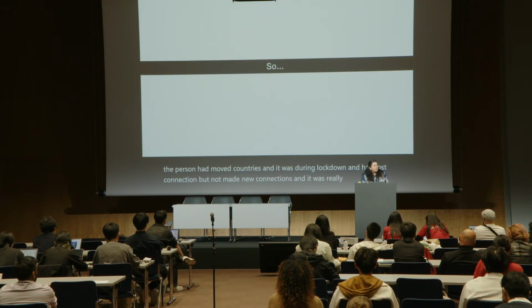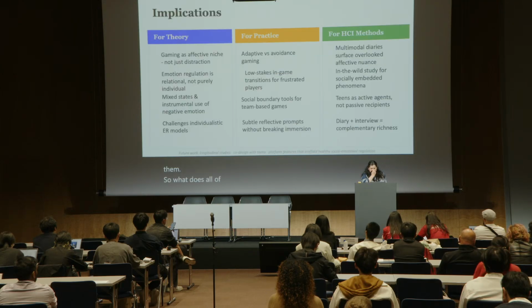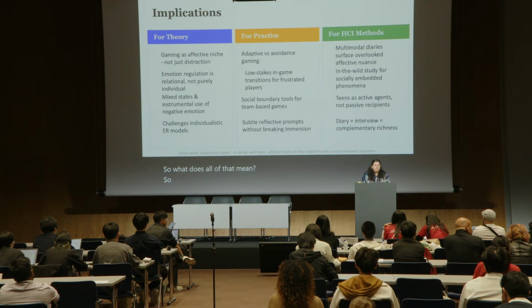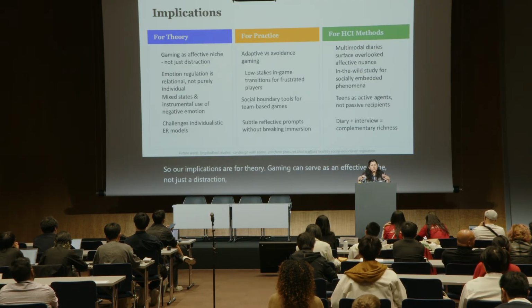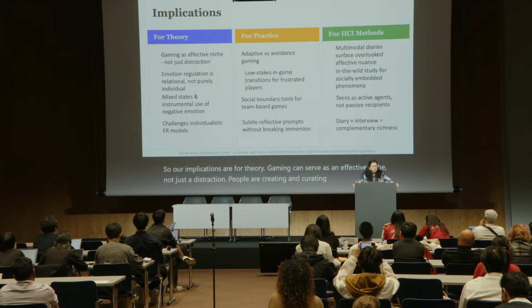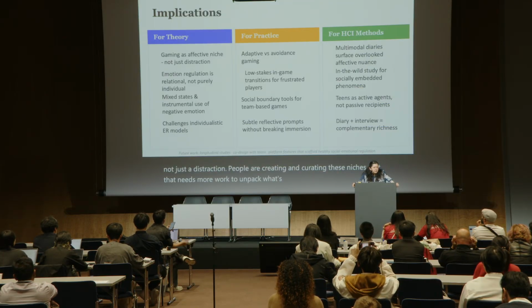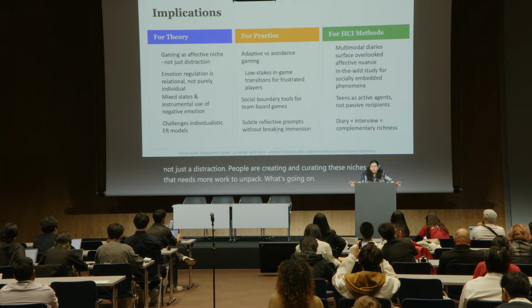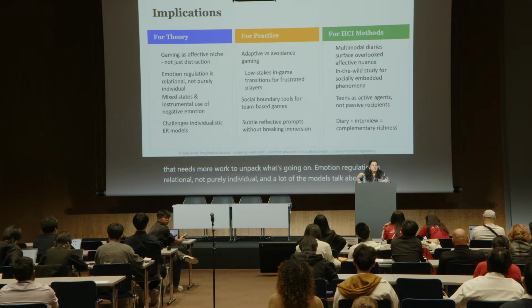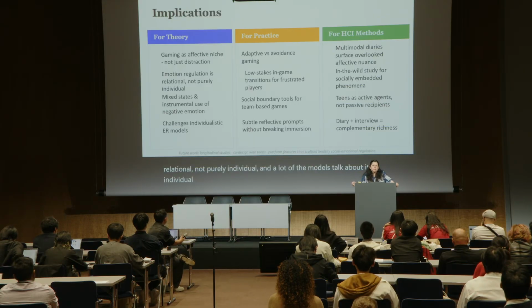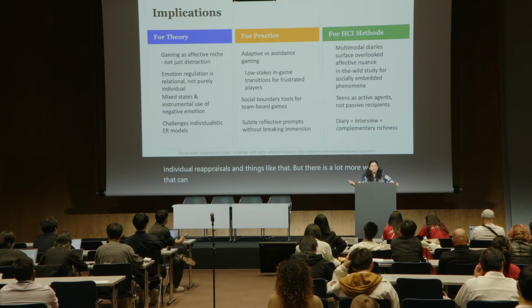So what does all of that mean? Our implications for theory are that gaming can serve as an effective niche, not just a distraction. People are creating and curating these niches, but that needs more work to unpack what's going on. Emotion regulation is relational, not purely individual. A lot of the models talk about it as individual reappraisals and things like that, but there is a lot more work that can be done around social things, and especially digital tools that are reframing this in ways.